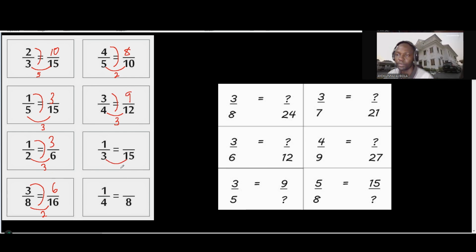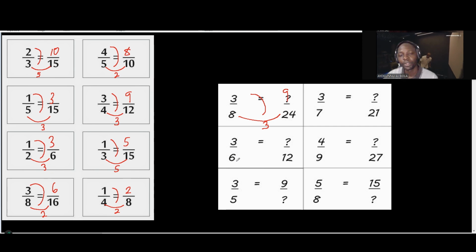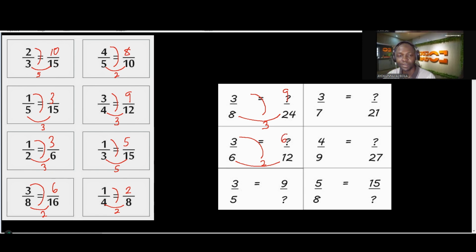This one, 3 times 5 is 15. So 5 times 1 is 5. And this one, 4 times what? 2. Then 2 times 1, 2. What about the other one? 8 times what? 3. Then 3 times 3 is what? 9. I need your responses, but if you don't respond on time, I will respond. So 6 times what? 2. 2 times 3? 6.